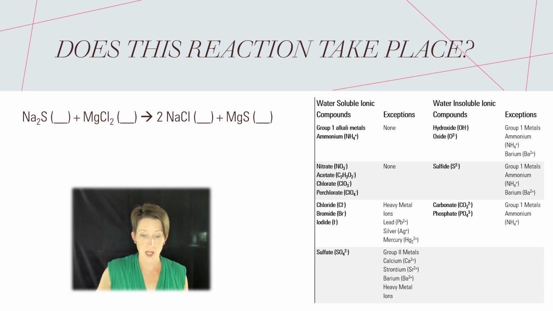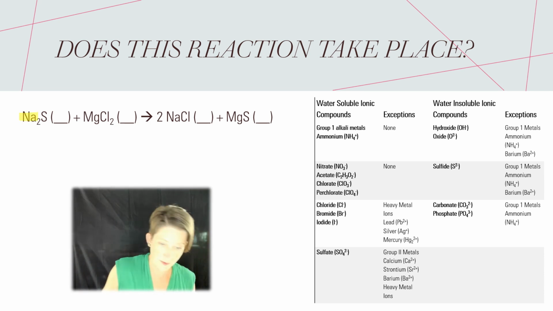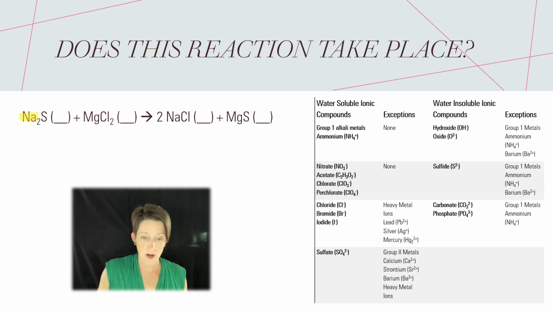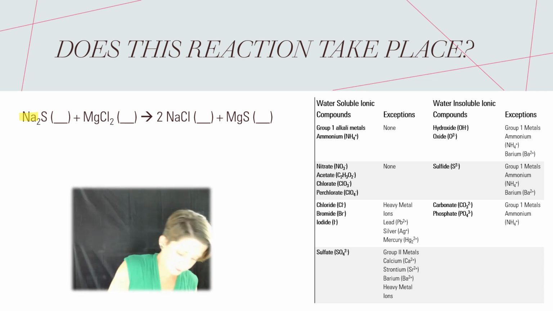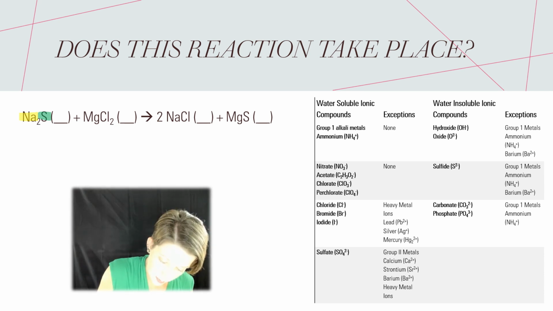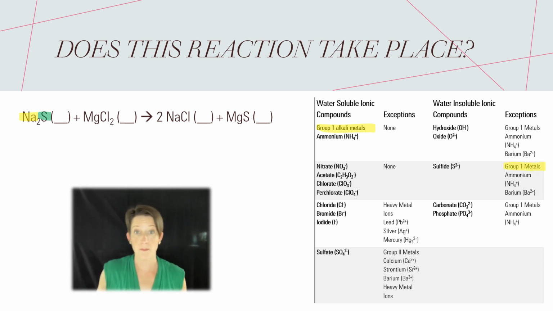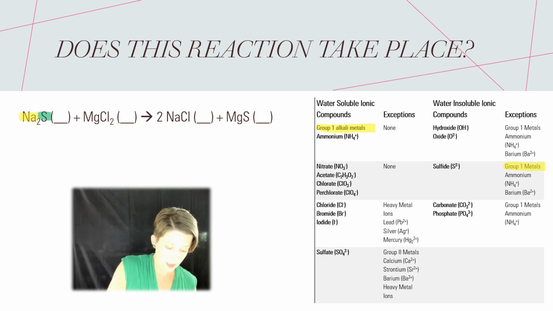Starting with our first compound, we've got sodium sulfide. So I'm going to look at what I have present here. I've got a sodium ion with a sulfur ion. I'm going to look at where these fall. Sodium is in the water-soluble ionic compounds. It is a group 1 alkali metal, where it is always soluble. So even if we look at the insoluble side, sulfide is always soluble with group 1 metals. Therefore, sodium sulfide is aqueous because it is soluble.